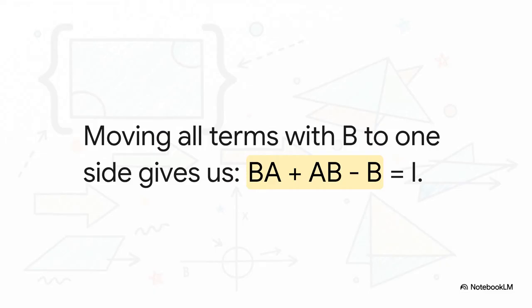Now for a little bit of algebraic tidying up. Our main goal here is to learn something about matrix B, right? So it makes a ton of sense to get all the terms that have a B in them together on one side of the equation. We just do a little shuffling and we get this much cleaner statement right here, with all the B's on the left and the identity matrix I on the right.